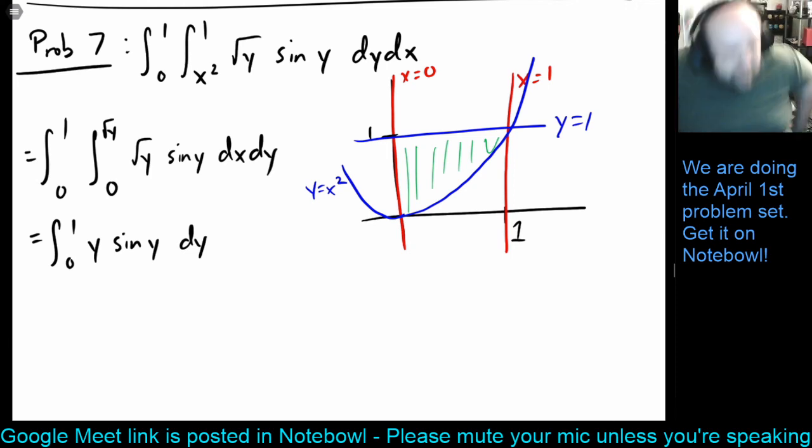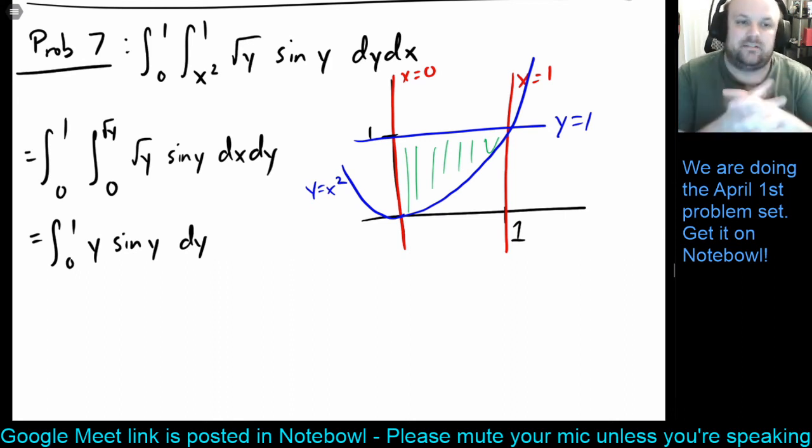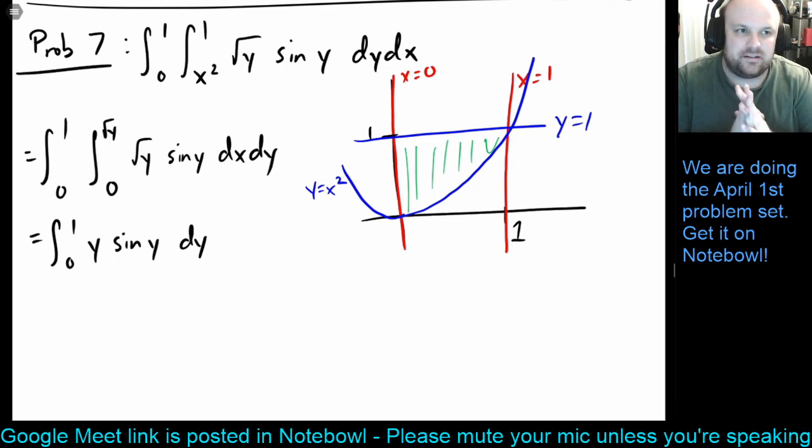All right. So, yeah. I won't finish this one off. I'm not sure what the answer will be off the top of my head either. But, yeah, so hopefully this order switching thing makes sense here. And again, the biggest importance here is being able to tell what the region of integration is. Because when you know the region, you're able to set up the bounds pretty easily.